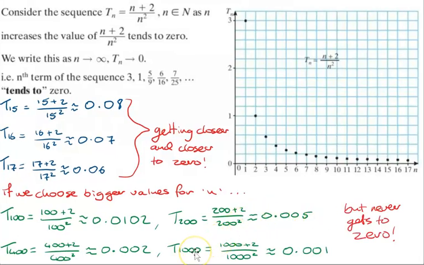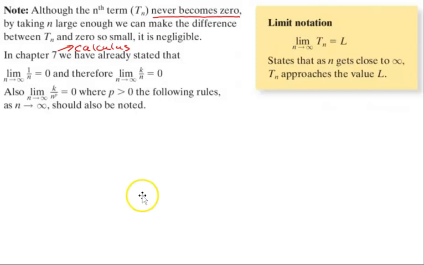And if we sub in 1,000 even, which is a very, very big n number, we get a very, very small output, 0.001. But it never actually gets to 0. And you could sub in any number you want for n. So you could sub in 1,000,000, 1,000,000,000, 1,000,000,000,000. It doesn't matter what you sub in. It'll get closer and closer to 0, but it will never actually reach 0. Note, although the nth term, Tn, never becomes 0, by taking n large enough, we can make the difference between Tn and 0 so small it is negligible.